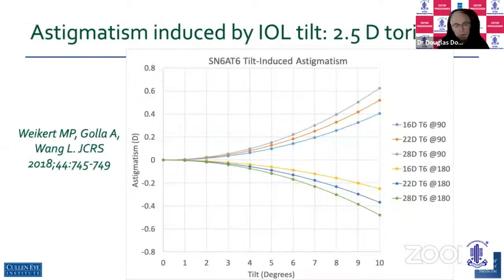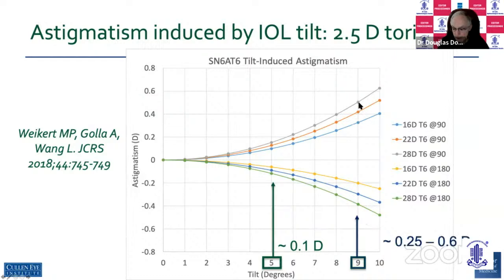Well, what's the impact of this? If you have a small amount of tilt of 5 degrees, it really doesn't induce much astigmatism. This is induced astigmatism from IOL tilt, in this case, a toric IOL. And you can see it's less than 0.2 of a diopter, but it is still some. But if you have one of these eyes that has a higher amount of tilt, let's say 9 degrees, you can get induced astigmatism of up to 0.6 diopters.